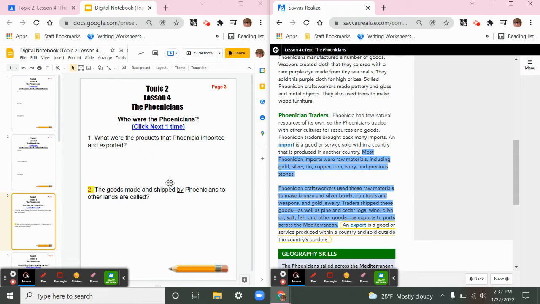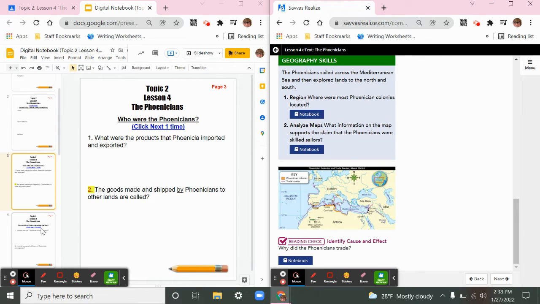Okay, so moving on to question number 2. You will see here that it is highlighted in red, which means it is a quiz question. So, the goods made and shipped by Phoenicians to other lands are called. You'll be able to find that answer in this yellow circled area. So pause the video and get that jotted down.